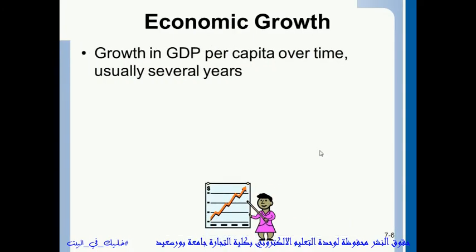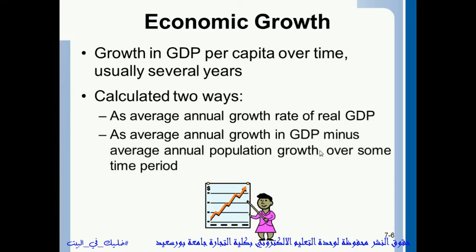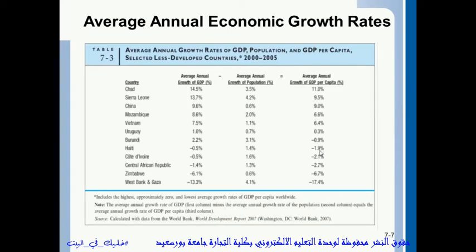Economic growth depends on poverty. It is growth in GDP per capita over time, usually several years. It is calculated two ways: as the average annual growth rate of real GDP, real, not monetary GDP, it's different; or as average annual growth in GDP minus average annual population growth over some time period. And table 7.3 gives some data about average annual economic growth rate in Chad, Sri Lanka, China, Vietnam, Uruguay, and so on.